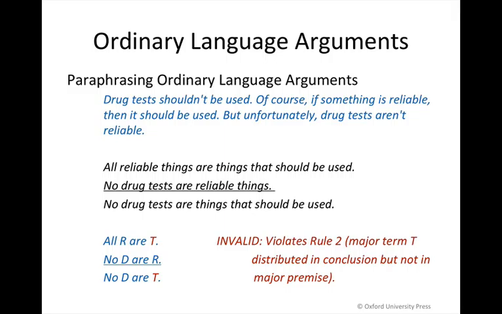And we also have the second sentence we already talked about as a universal. All reliable things are things that should be used. And then again, drug tests aren't reliable. That is a universal negative. This argument violates rule number 2. The major term is distributed in the conclusion, but not in its corresponding premise.